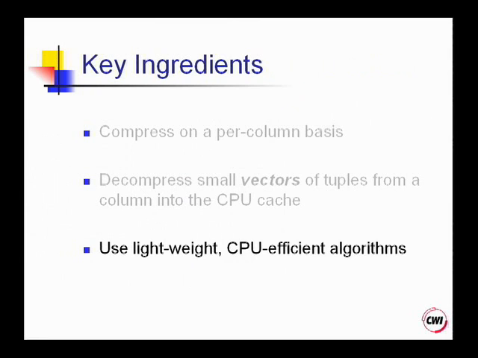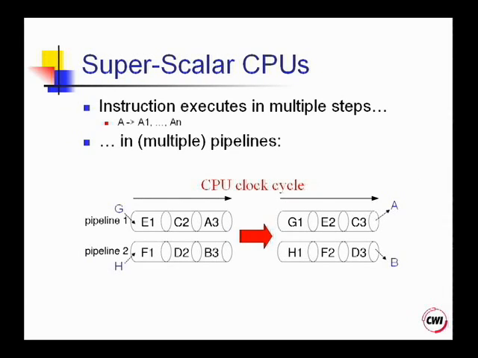Then the third is to use lightweight CPU-efficient algorithms. We need a quick recap on superscalar CPUs. You see an illustration of how a CPU works on the bottom, where we see 2 parallel CPU pipelines, where each pipeline has 3 stages. This is just a simplistic figure. In reality, we have 3 or 4 pipelines with 10 to 30 stages. And the challenge is to keep these pipelines filled.